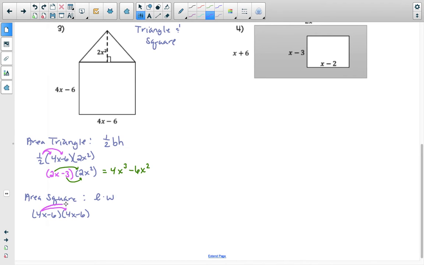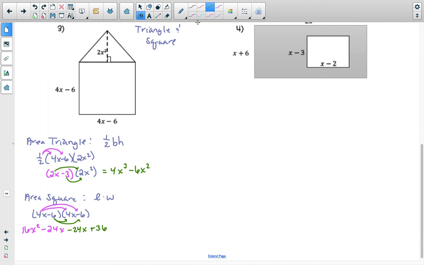So 4x times 4x and 4x times negative 6. And because we're distributing into both sets of parentheses, all of the parentheses get to go away. So 4x times 4x is 16x squared. And then 4x times negative 6 is negative 24x. Then I will multiply my negative 6 to everything. So negative 6 times 4x and negative 6 times negative 6. Negative 6 times 4x is negative 24x. And negative 6 times negative 6 is positive 36.